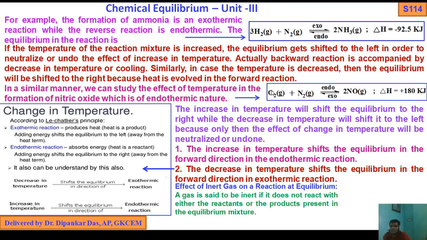In a similar manner, we can study the effect of temperature in the formation of nitric oxide, which is of endothermic nature. You know, N2 gas plus O2 gas gives twice NO gas in the forward direction, endothermic, and in the backward or reverse direction, exothermic. Delta H is positive 180 kilojoule.